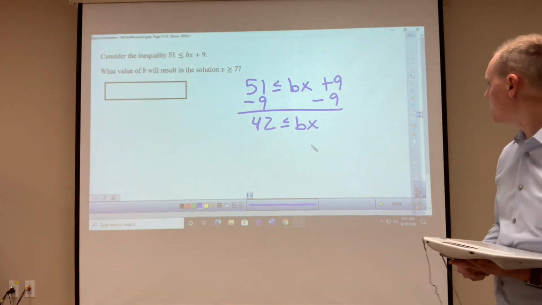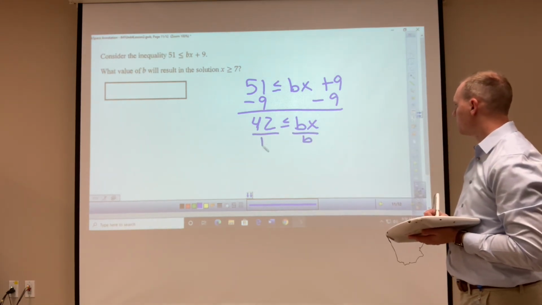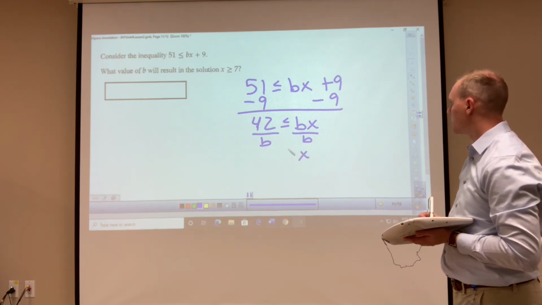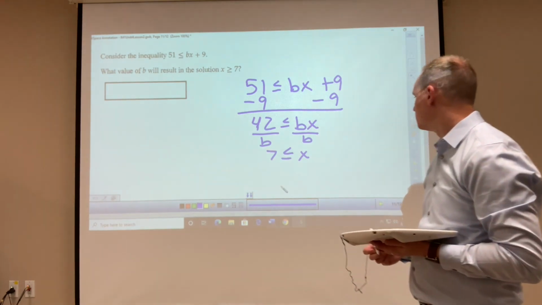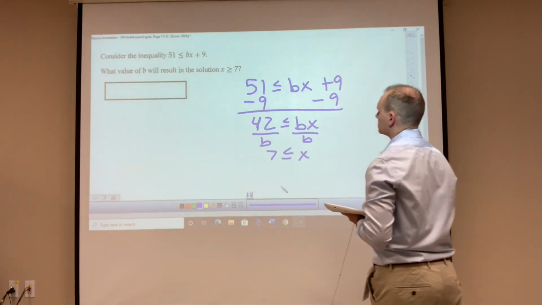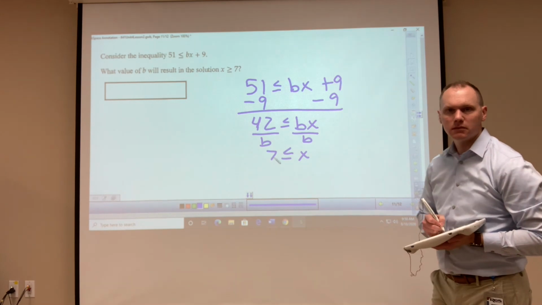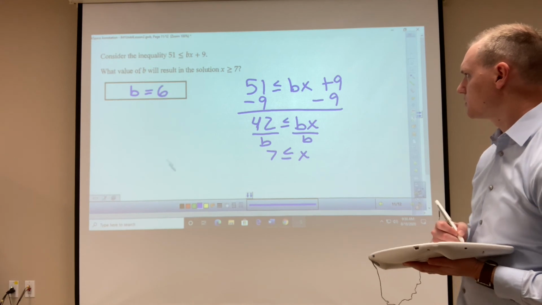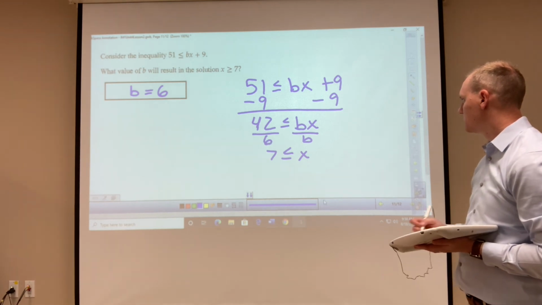All right, so we want it to end up being, we're going to divide by b, and we want it to be, I'm going to just switch things around here, x is greater than or equal to 7. So what value of b would make that happen? 42 divided by what is 7? It'd be 6, right? So b equals 6 would be our answer. When b is 6, you get 42 divided by 6 is 7.